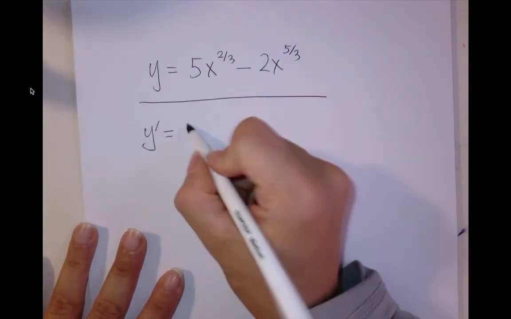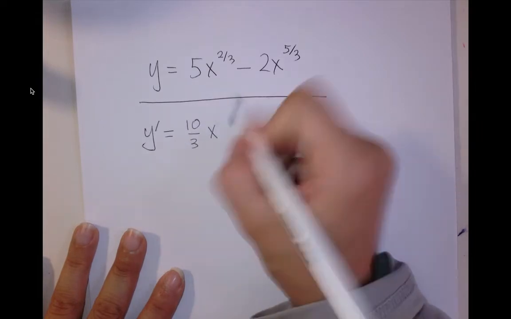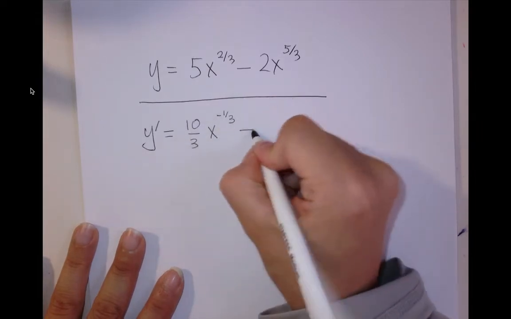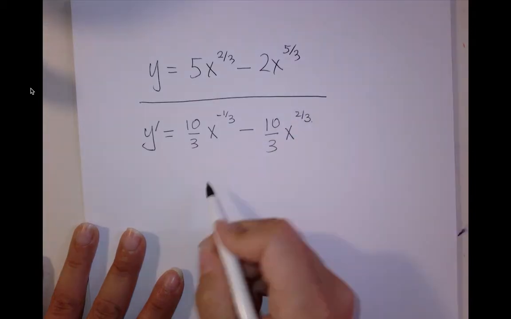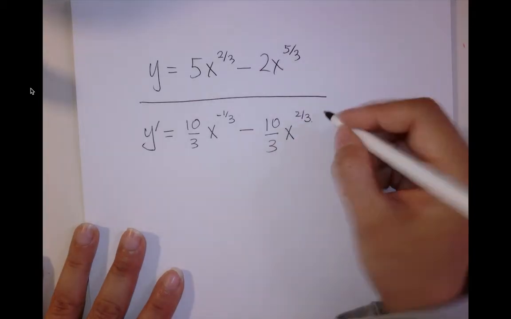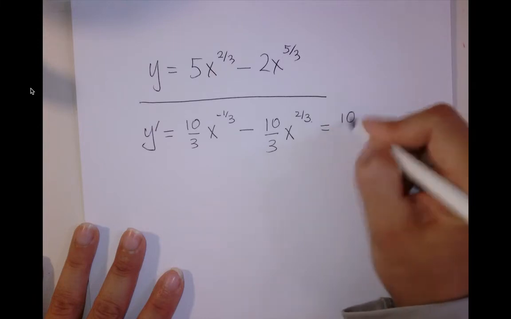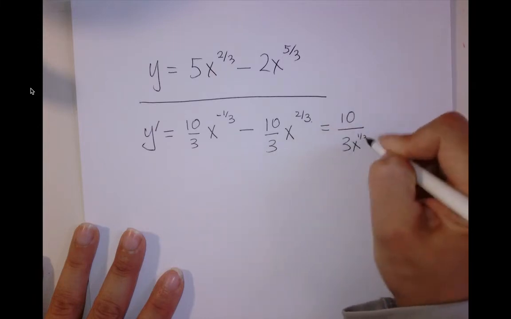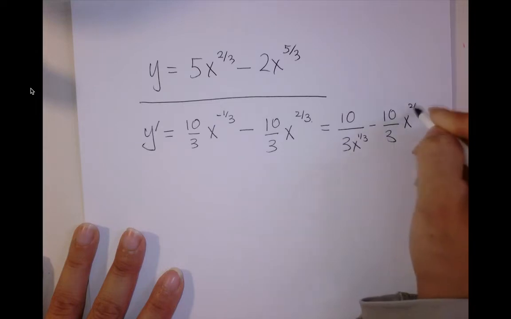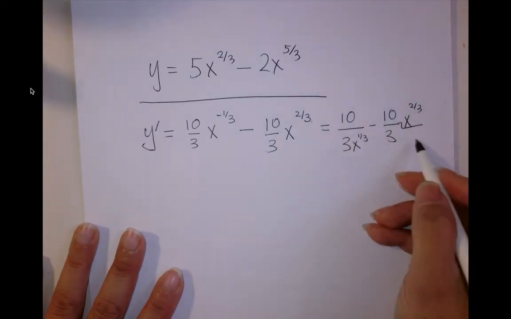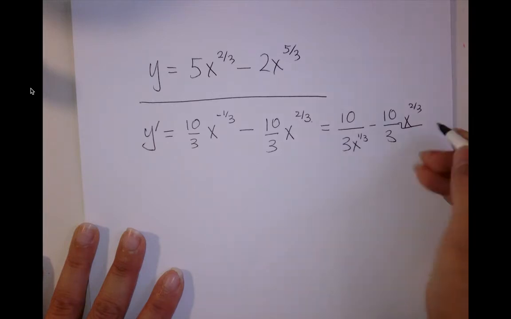So you take the derivative, and you get 10/3 x to the negative 1/3 minus 10/3 x to the 2/3. So this is the function we have. So this is 10/3 x to the 1/3 minus 10/3 x to the 2/3. And you might be wondering, well, how do I solve for 0? And how do I solve the following equation?